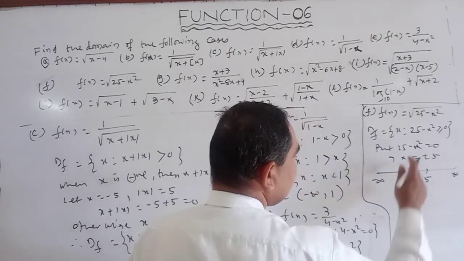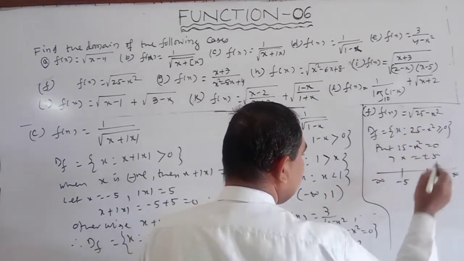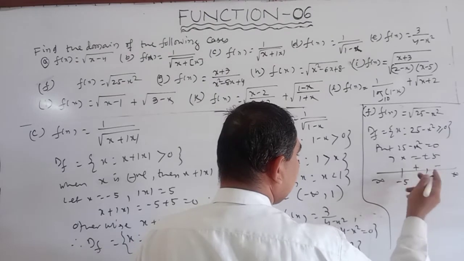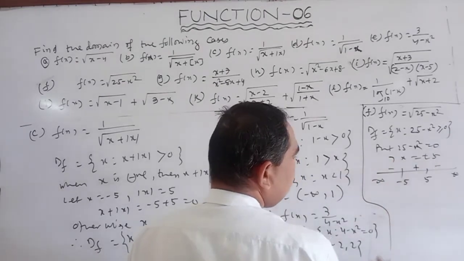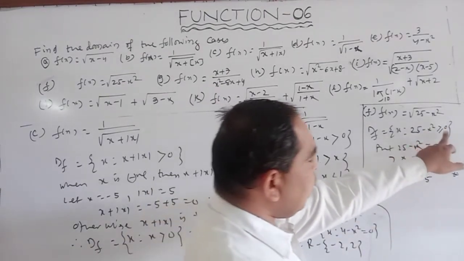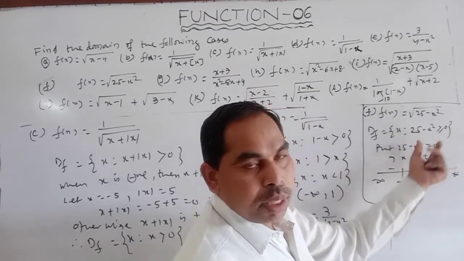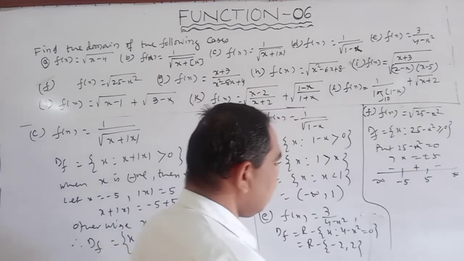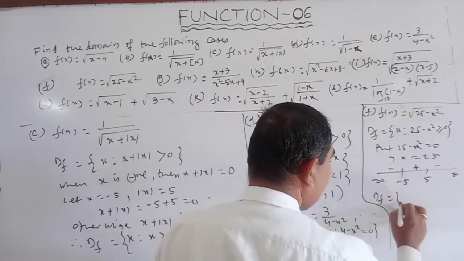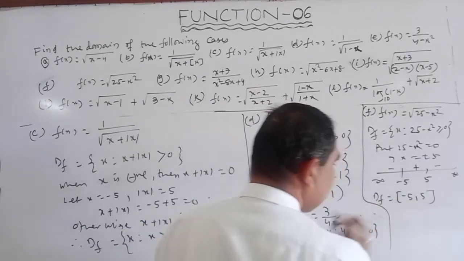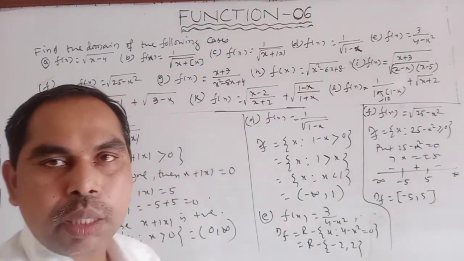What is the sign of x square here? Negative, so put a negative sign, then the opposite positive, opposite negative. Since 25 minus x square is greater than or equal to 0, meaning taking positive value, x belongs to -5 to +5. So the domain of f is the closed interval -5 to +5.